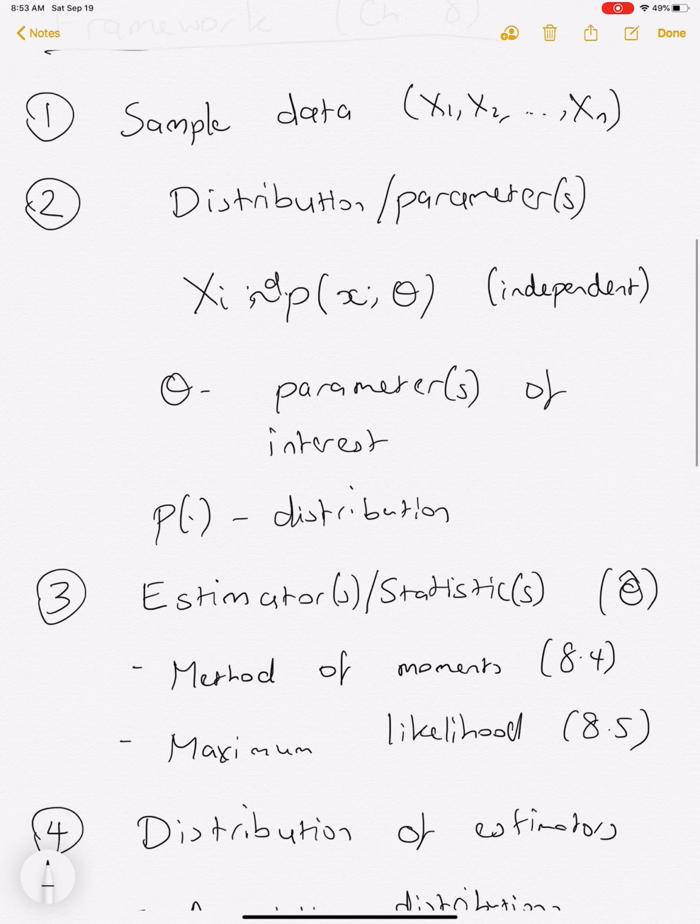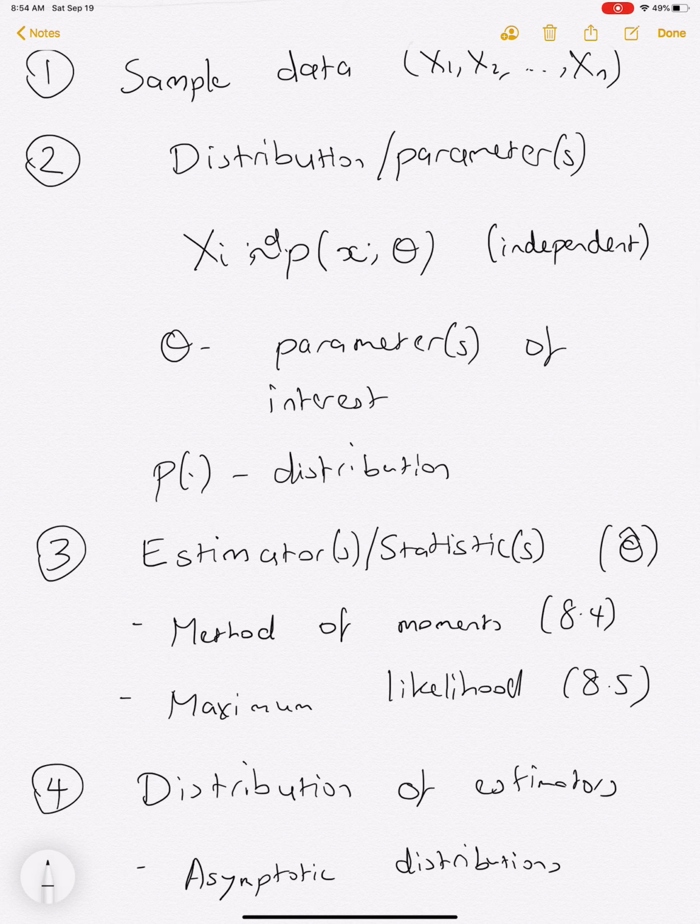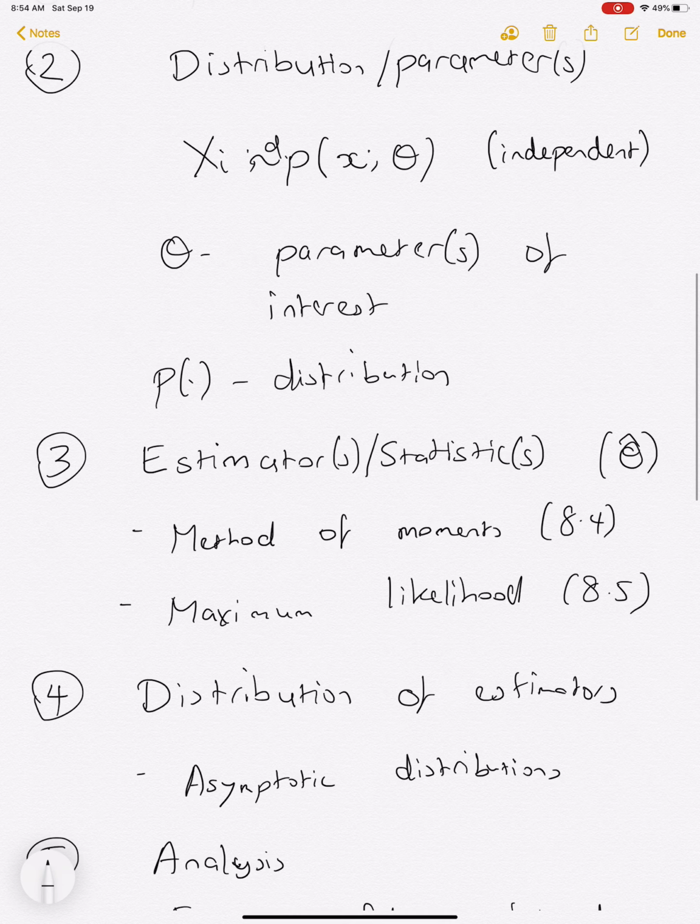The third component is the estimators or statistics. This week we already talked about the method of moments, but we're going to talk about that in more depth today. And then in the next lecture, lecture 10, we're going to talk about maximum likelihood estimation. These are the two most important and general estimation procedures that we're going to learn in this course. So this gives you a way to estimate parameters from data in a general way.